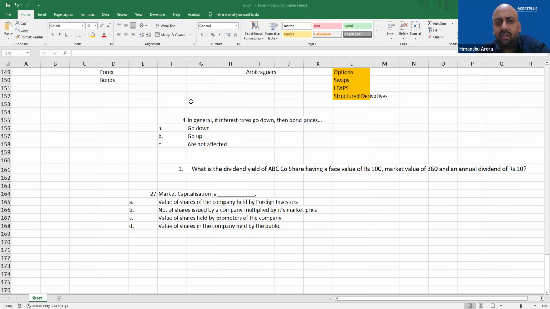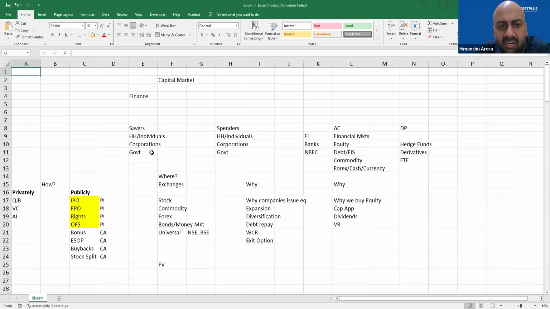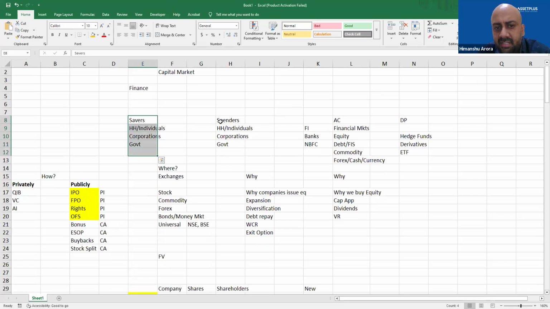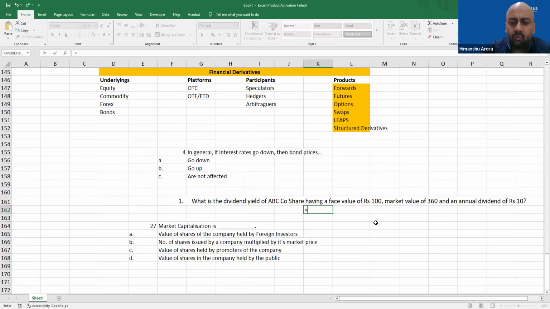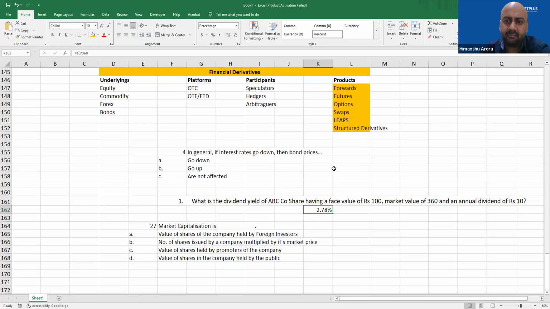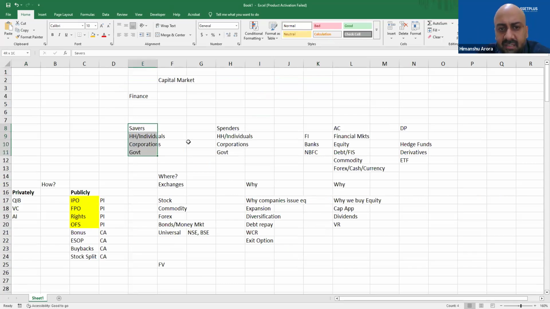So guys, let us recap what all we have discussed today. We started with the basics of finance, savers, spenders, type of these people. Shailendra, the calculation for dividend yield was 10 rupees of dividend divided by 360 rupees of share price, 2.77%. Then financial intermediaries, financial markets, these four products or derived products, derivatives we have started.